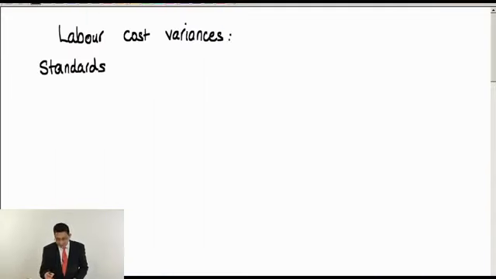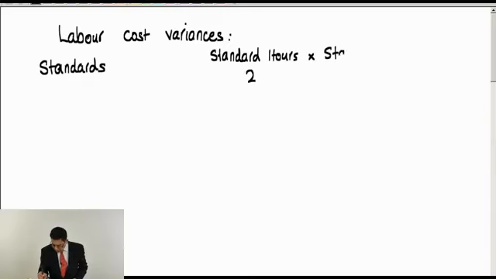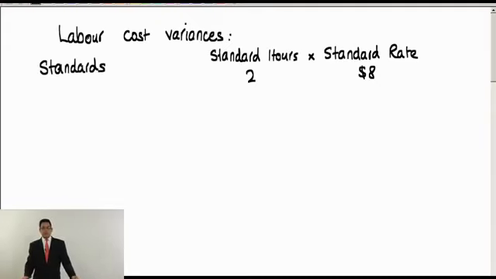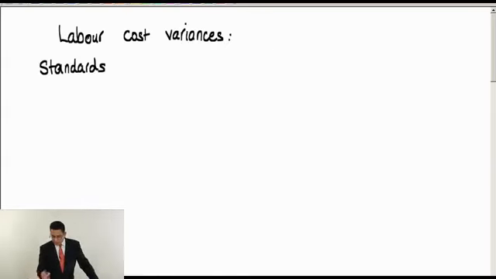So can I make it like standard hours, which are 2, multiplied by standard rate, which is $8? Hours and rate, because we are picking up information from standards, so it becomes standard hours times standard rate. And again the similar principle. In order to save time in the exams, we can make it like standard hours or SH multiplied by standard rate or SR.